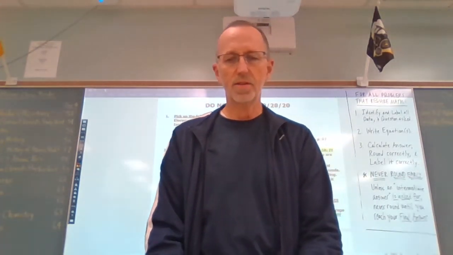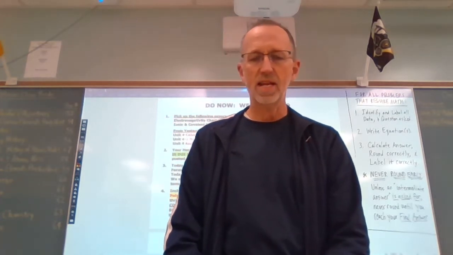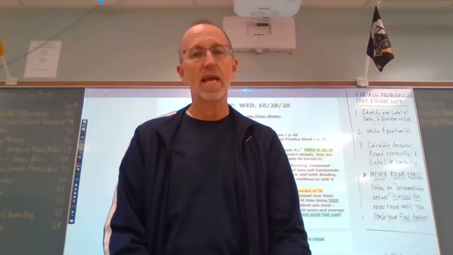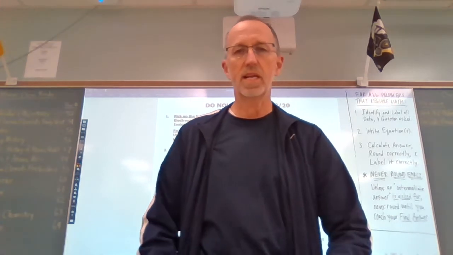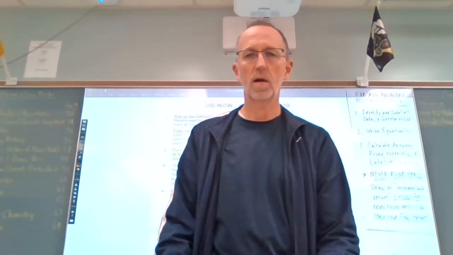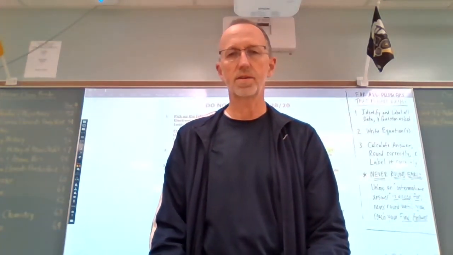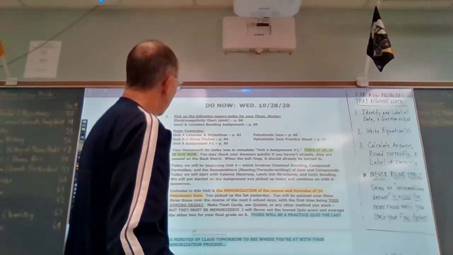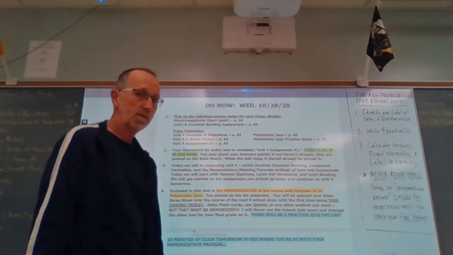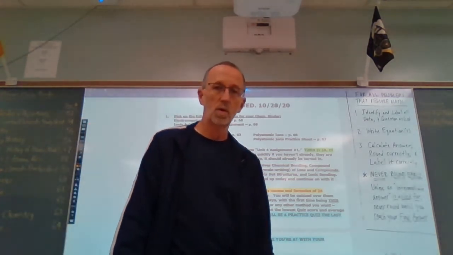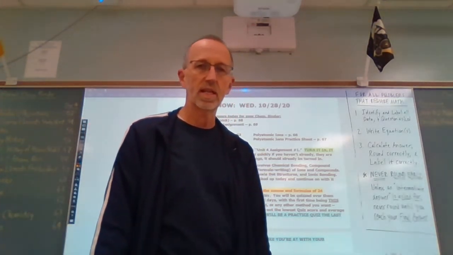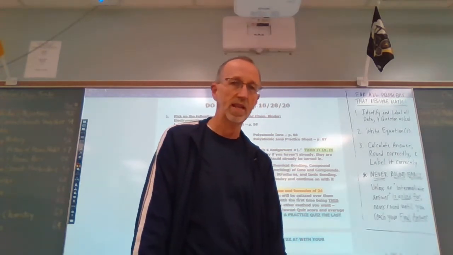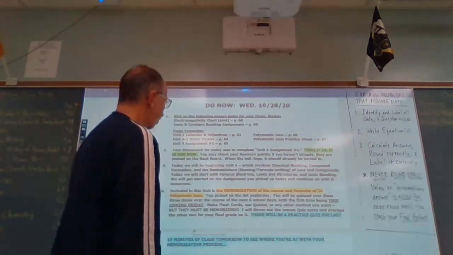Always keep in mind, though, that the dates could change for a variety of reasons, but the lessons and the order that those lessons are presented will remain the same regardless. So let's take a look at our do nows and see what our schedule is for today. Today we're going to start bonding, all right? Unit 4.1, we're going to start with valence electrons, Lewis dot structures, and then ionic bonding.